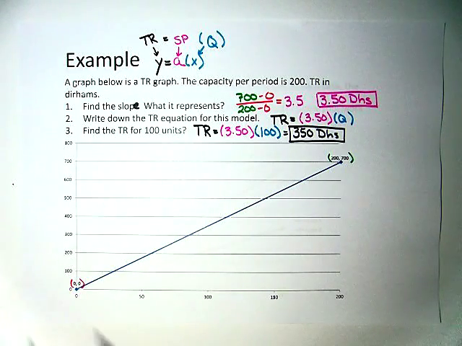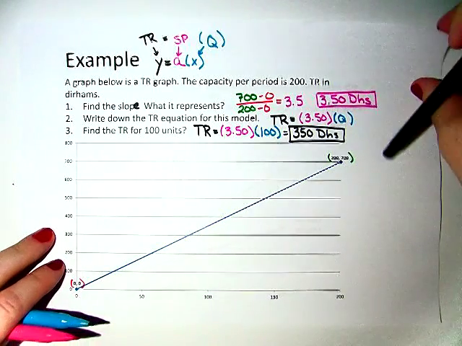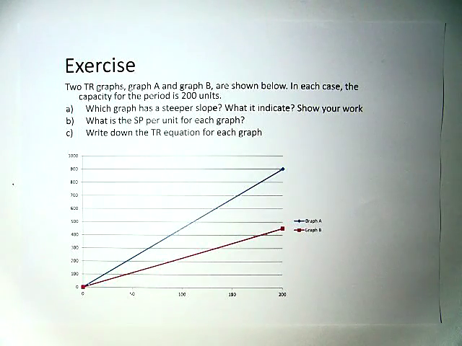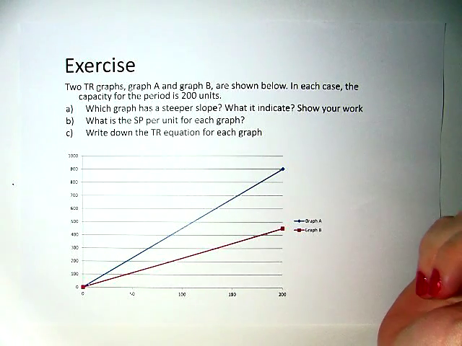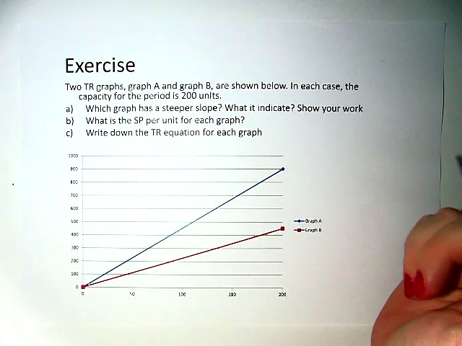Okay, so that was a pretty easy example. Let's try one a little bit harder. 2 TR graphs. Okay, so we've got 2 different graphs going on. Graph A and B are shown below. In each case, the capacity for the period is 200.